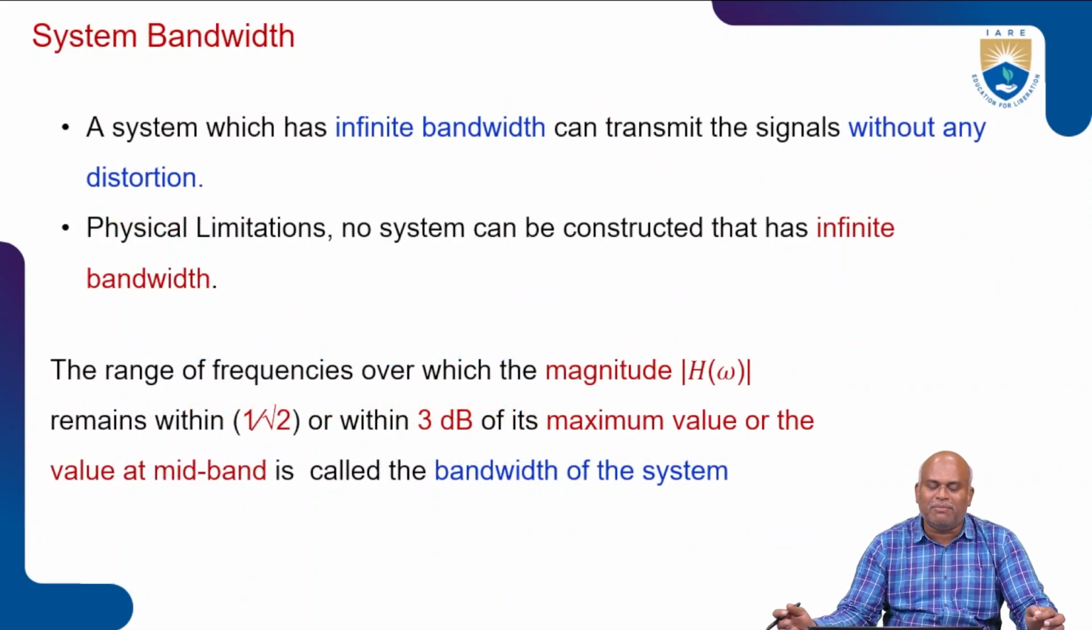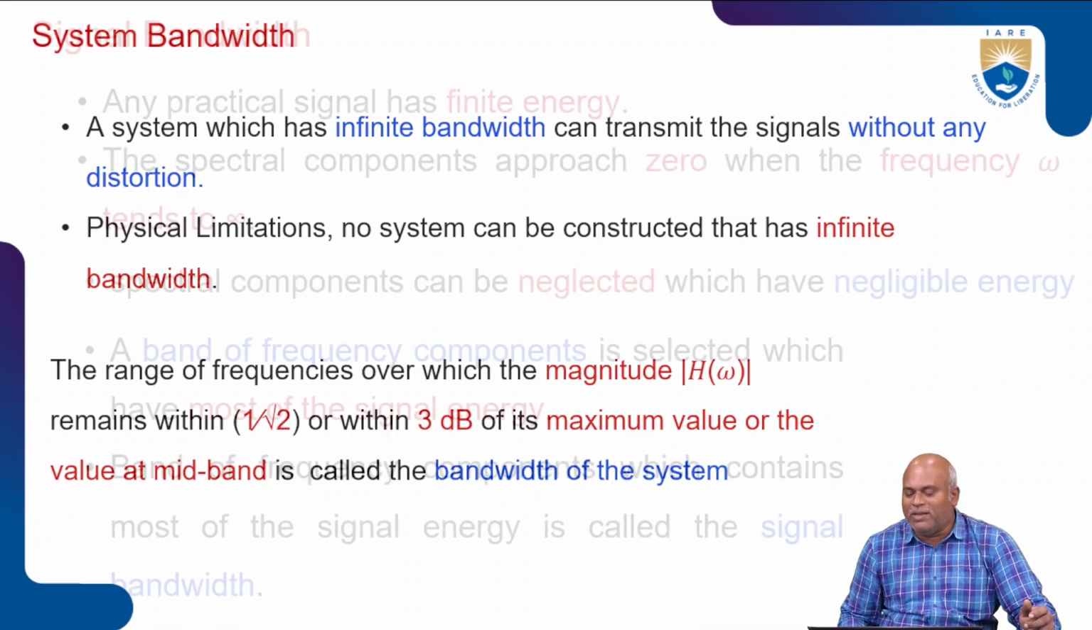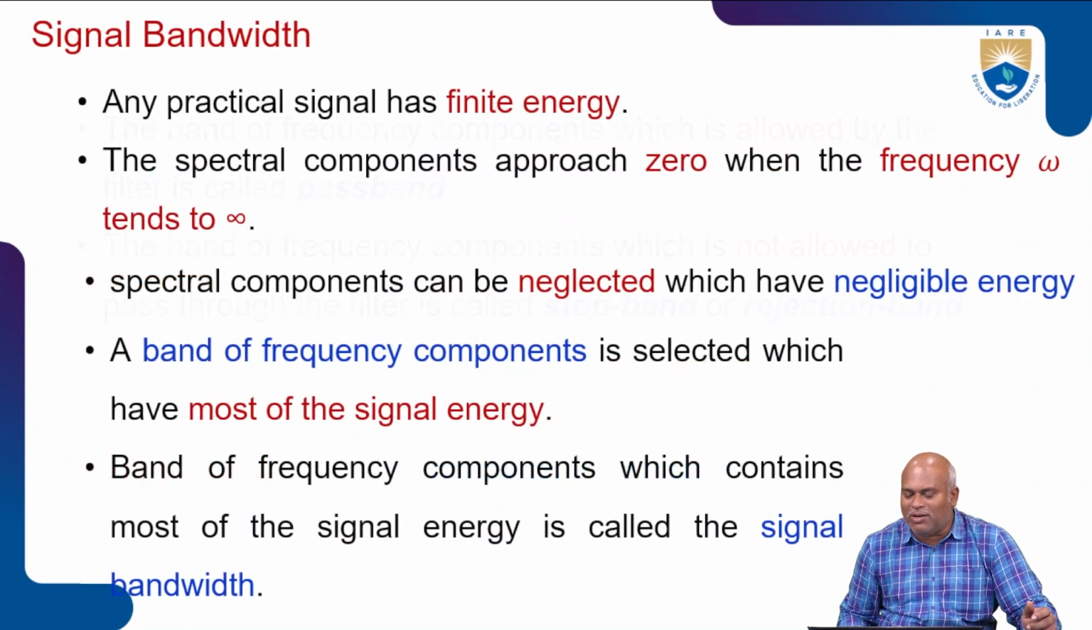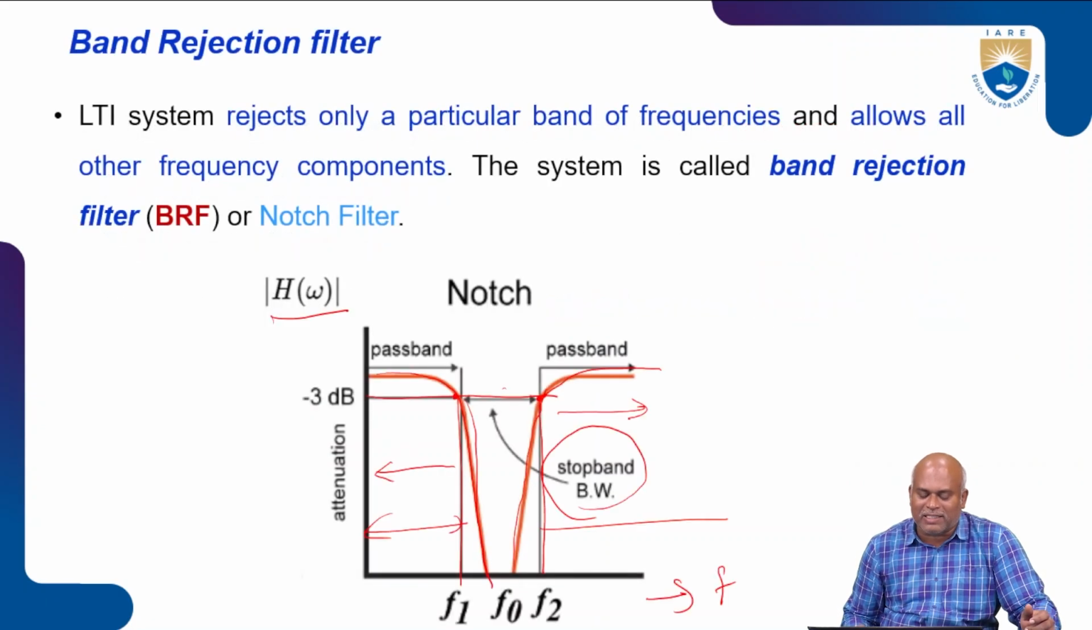Now we go to the system bandwidth. A system which has infinite bandwidth can transmit the signal without any distortion. But due to physical limitations, no system can be constructed that has infinite bandwidth. So most of the systems we construct are within a bandwidth. That kind of system is represented as the system bandwidth. Now we take the low pass filter, band pass filter, and band rejection filter.